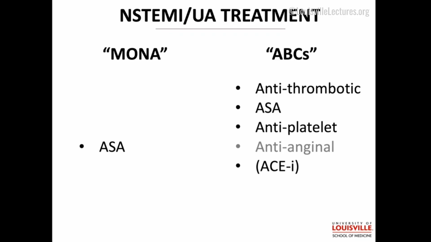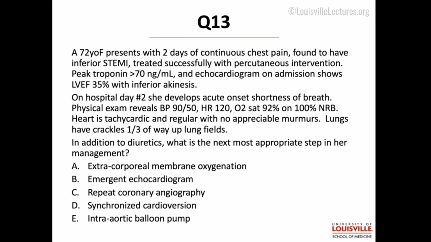ACE inhibitor is in my treatment regimen if they're hypertensive and their kidneys can handle it, because this is good for people if they have low EFs. Beta blocker, definitely, if I can tolerate it up front. And then I use my C as cholesterol, which is to remind me to give them high dose or high intensity statin right from the beginning, regardless of what their LDL is. Next question.